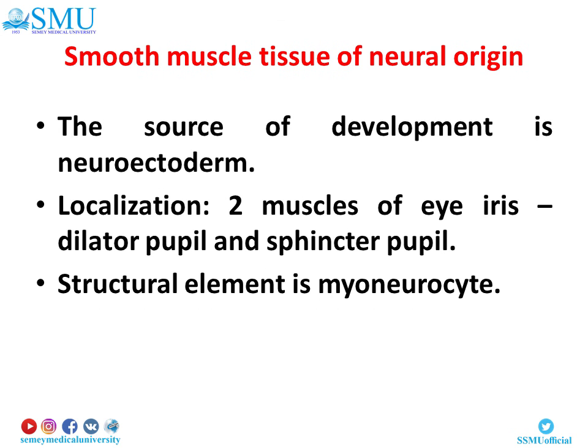Smooth muscle tissue of neural origin. The source of development is neuroectoderm. Localization: two muscles of eye iris, dilator pupil and sphincter pupil. Structural element is myoneurocyte. Thank you for attention.